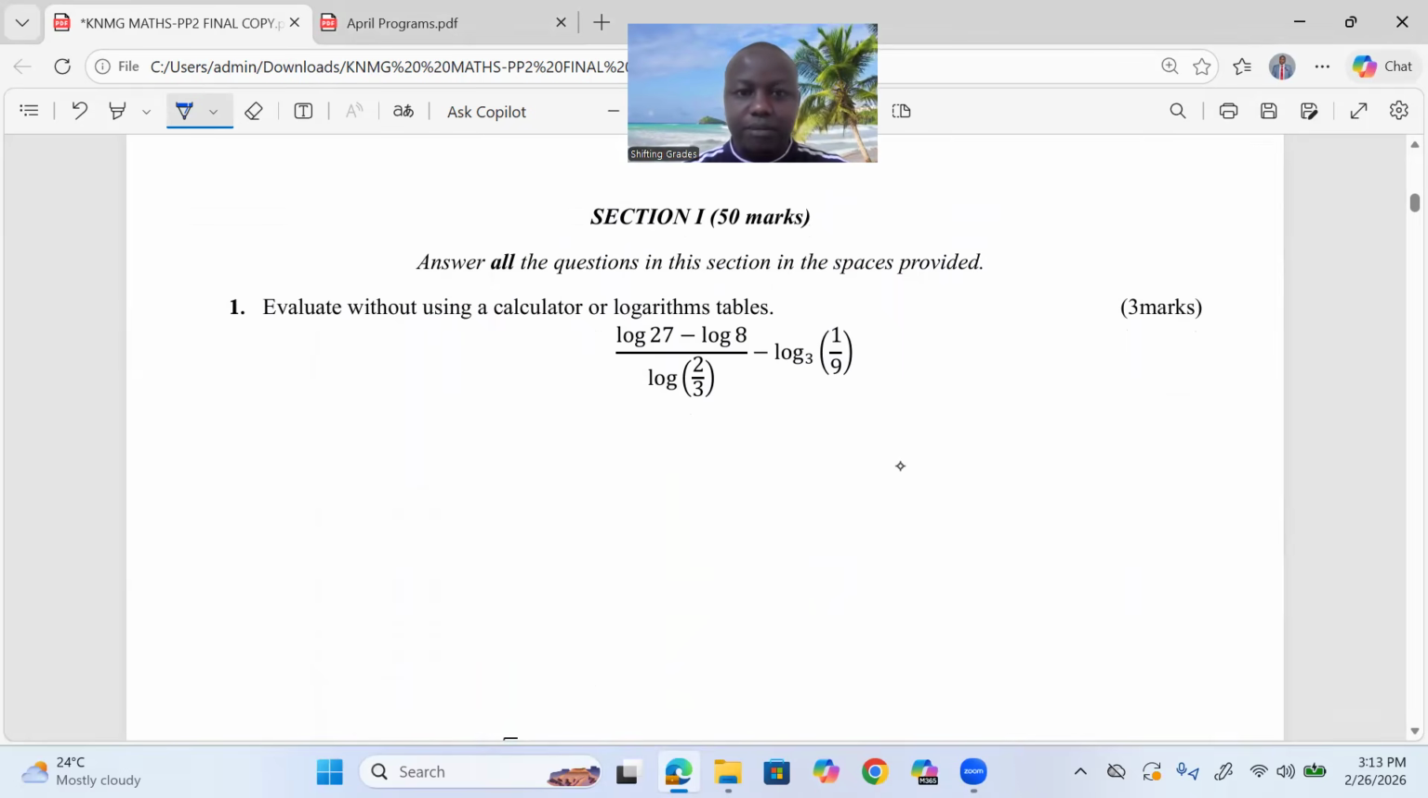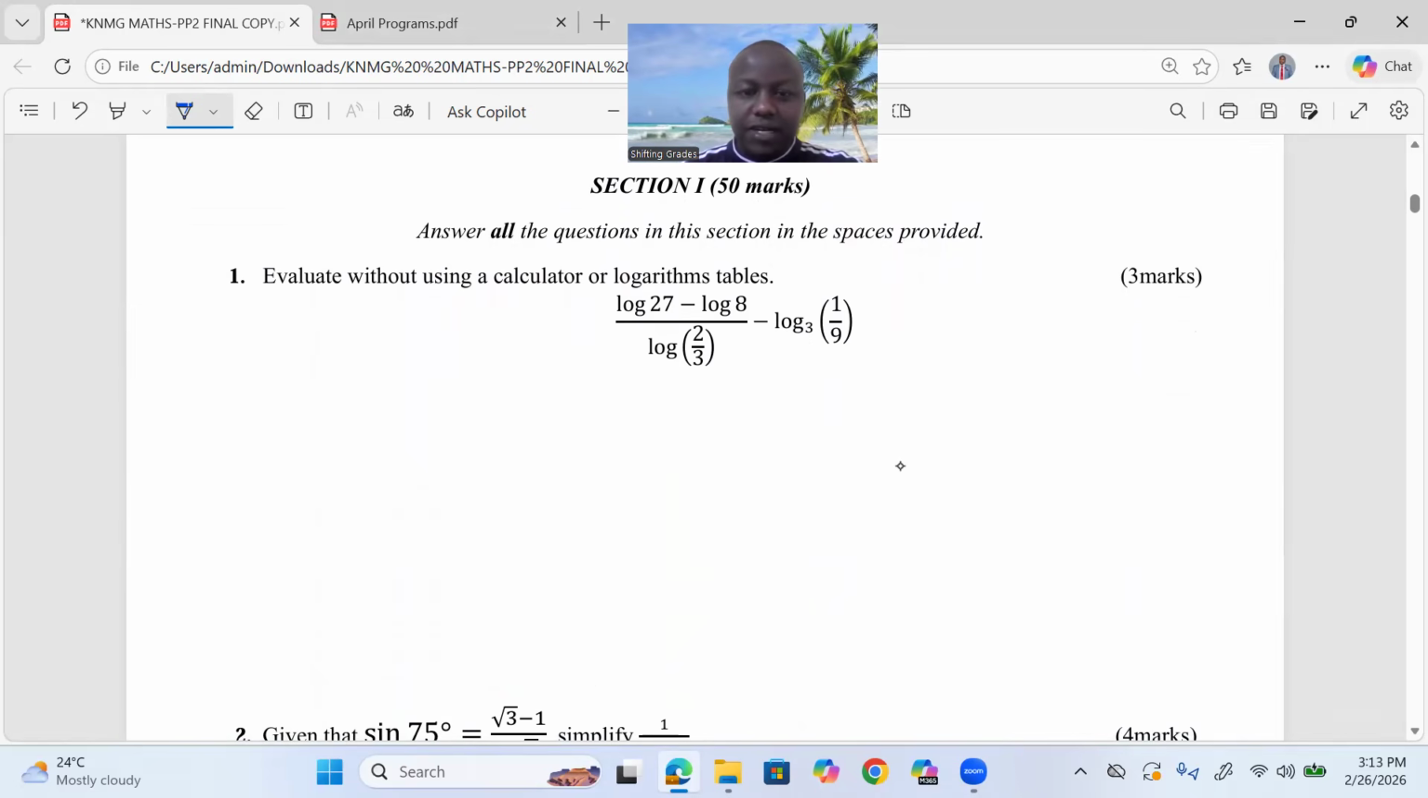So we're going to start from number 1. Evaluate without using a calculator or the logarithms tables. The log of 27 minus the log of 8 divided by the log of 2/3 minus the logarithm to base 3 of 1/9. So let us look at this question together.